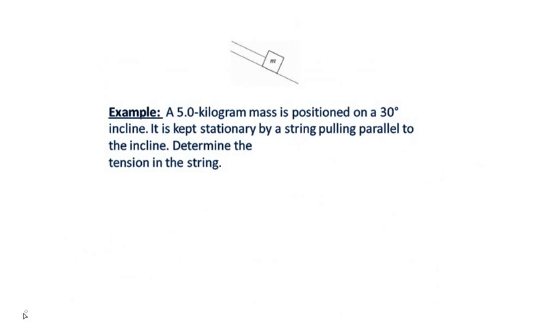We need to focus now. We have an inclined plane, so the configuration of the forces will be different. A 5 kilogram mass is positioned on a 30 degrees incline, so the angle here is 30 degrees. It is kept stationary, then the net force is 0. By a string pulling parallel to the incline, so this is the string here, determine the tension in the string.